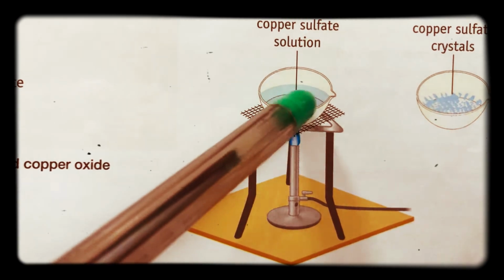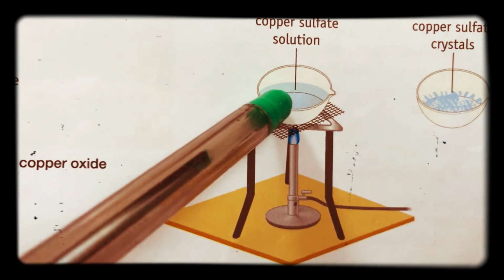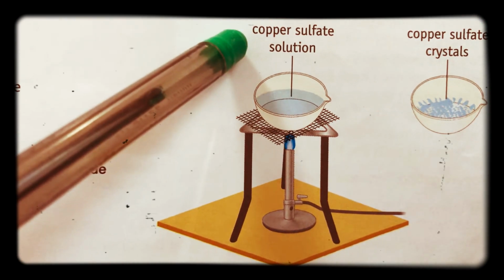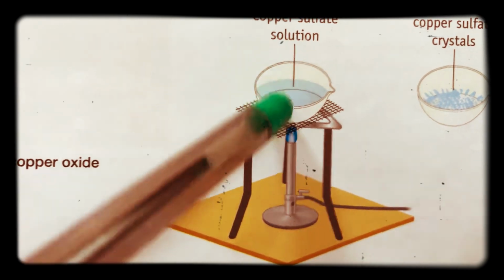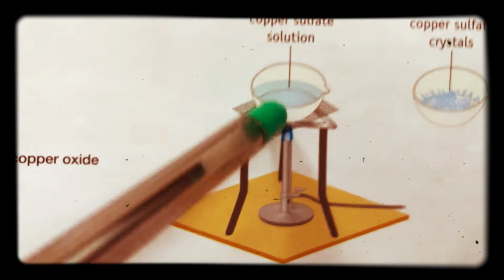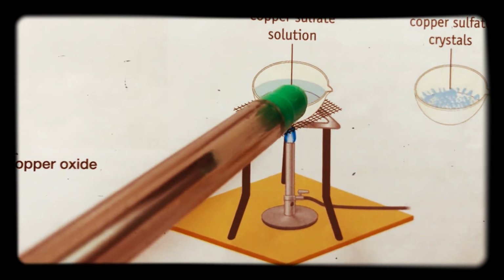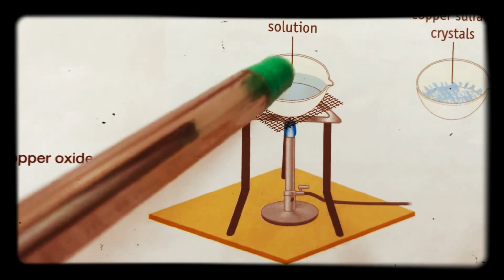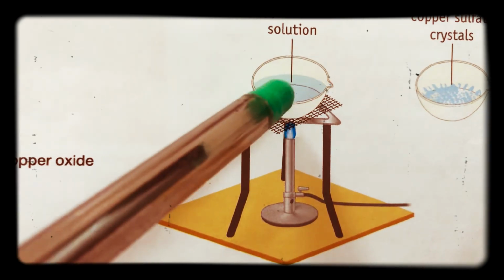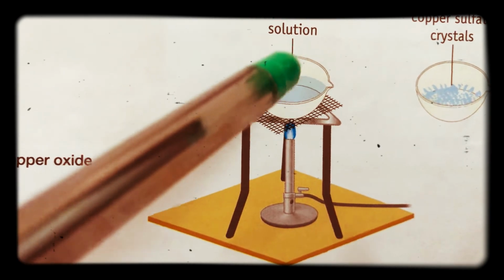And the reason why you get solids on the surroundings is because you're driving off the water, so you're forming a saturated solution. Okay, and a saturated solution means that you're at the maximum point where your copper sulfate can no longer dissolve any more copper sulfate. Okay, so as soon as you see little crystals forming, that's when you stop.